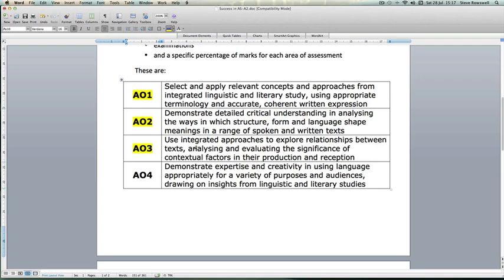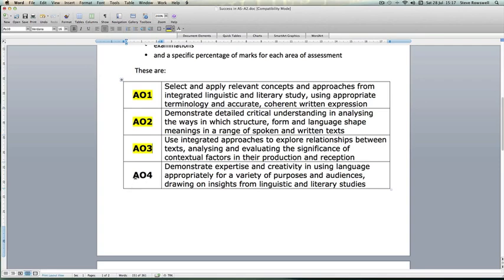AO3 is looking at ways of comparing and connecting texts. That can be through the way they're written, their form, the AO2, form, structure, language, and so on. But it can also be through their contextual factors. How, where and when they're written. Are they similar? Why aren't they similar? Do they follow a similar theme?